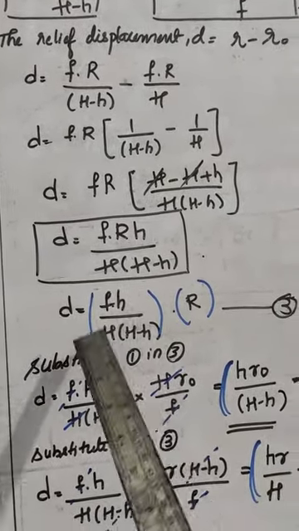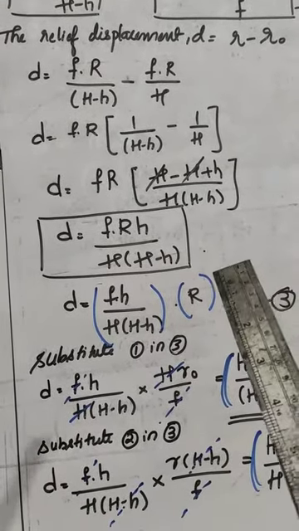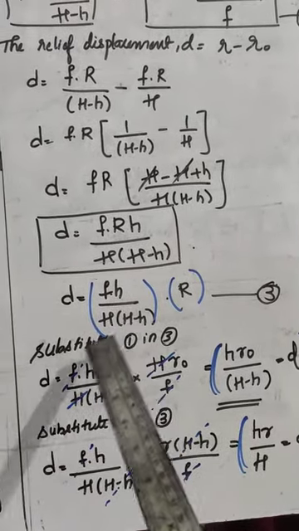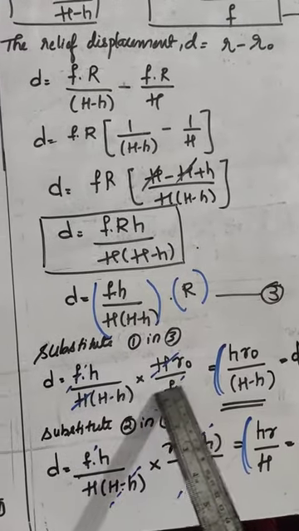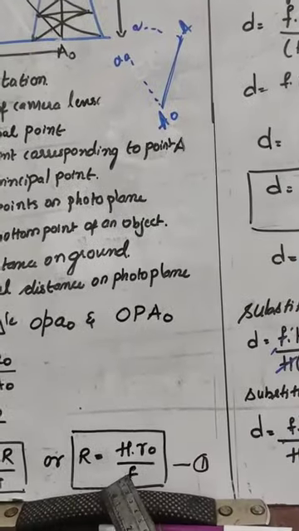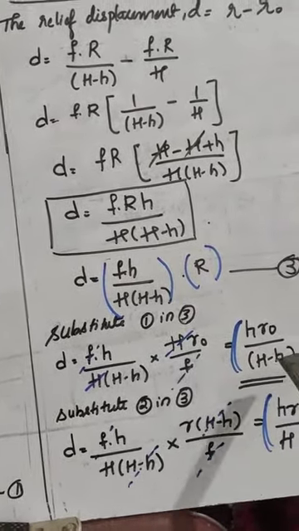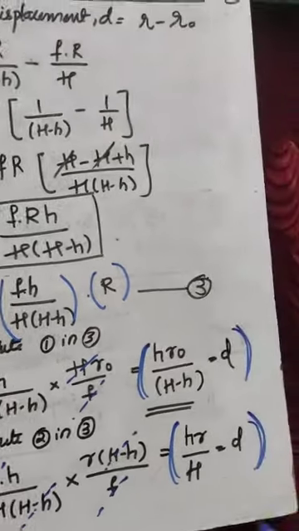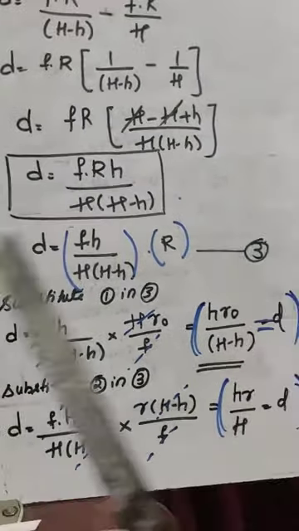Now for this equation 3, we are substituting both equation 1 and equation 2, and we are getting this final value, that is this equation itself. See, F h by capital H in bracket H minus h. Here first we are substituting equation 1, that is H r naught by F. Here H and H will be cancelled, F and F will be cancelled, and the remainder will be h r naught divided by H minus h. This is not minus, this is equal to. Okay, this is the final equation.